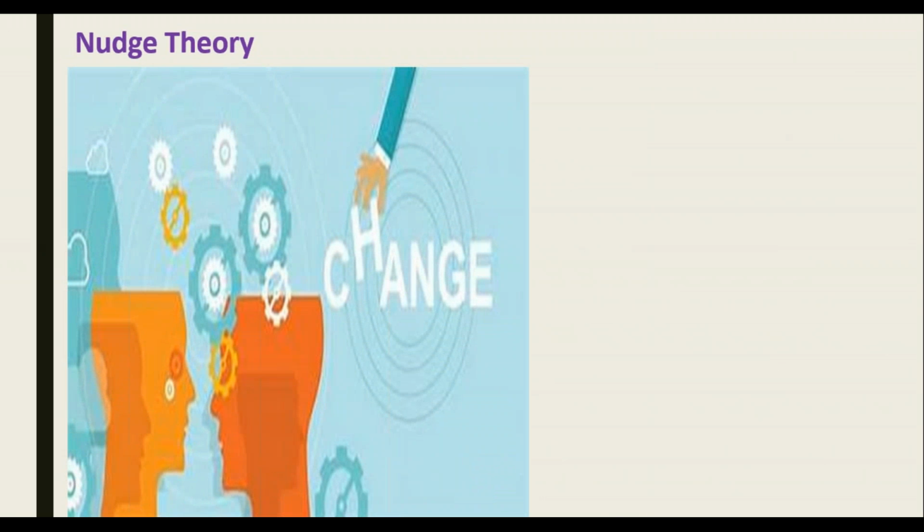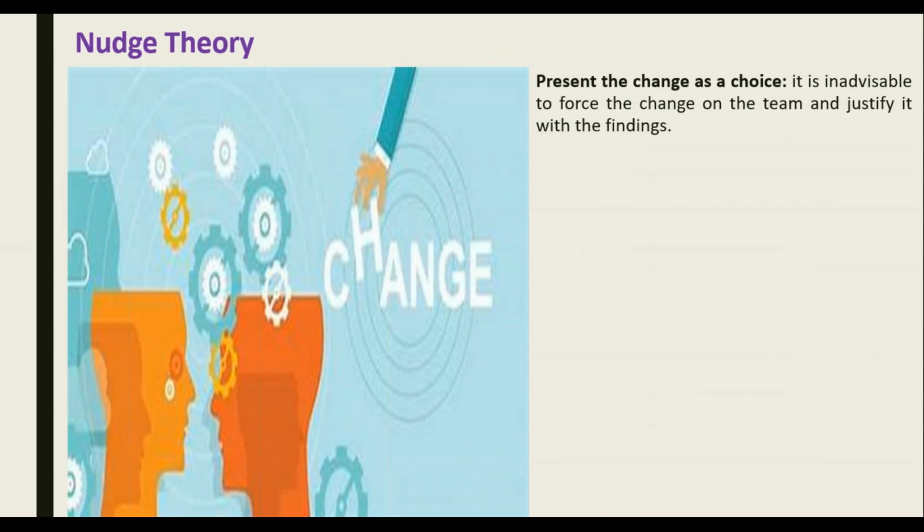You need then to present the change as a choice. Would you rather do A, or would you rather do B? In keeping with the spirit of nudge theory, despite all of the evidence gathered, it's inadvisable to force a change on the team and justify it with the findings. This will breed resentment to both the change and the instigator of the change, since no one else has had a say in the matter.